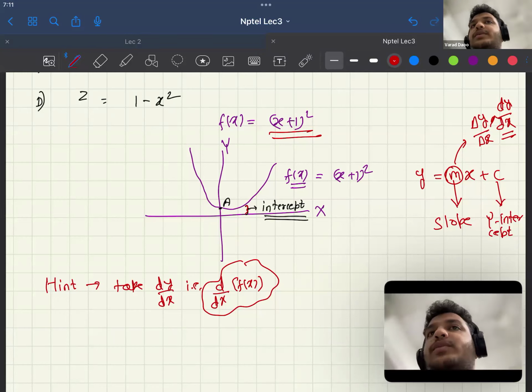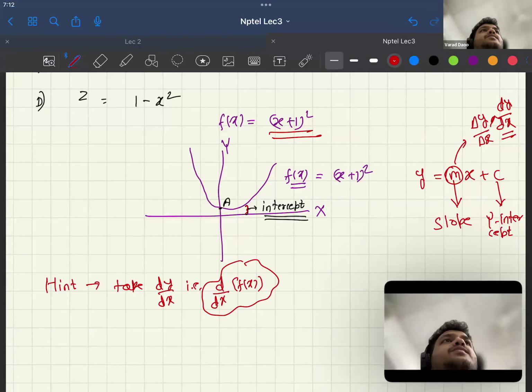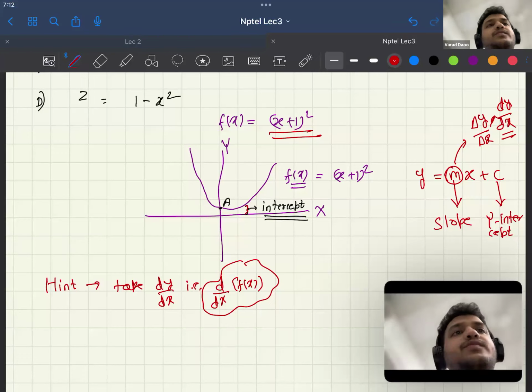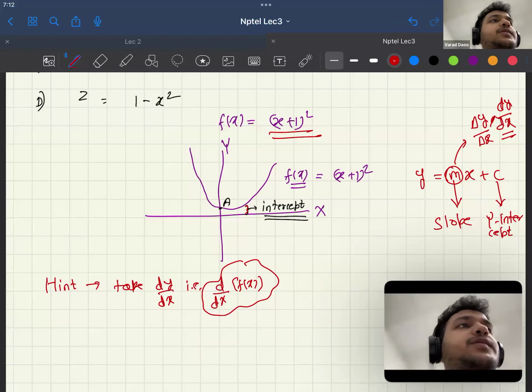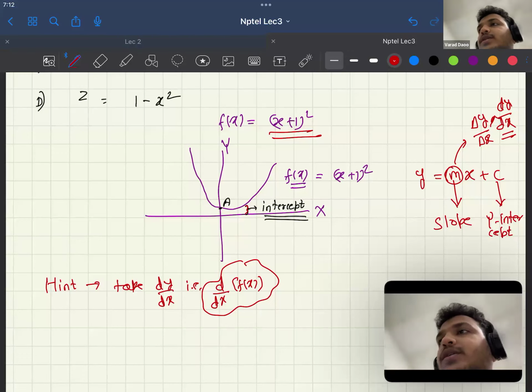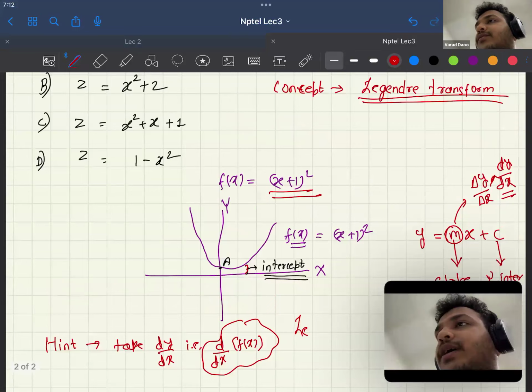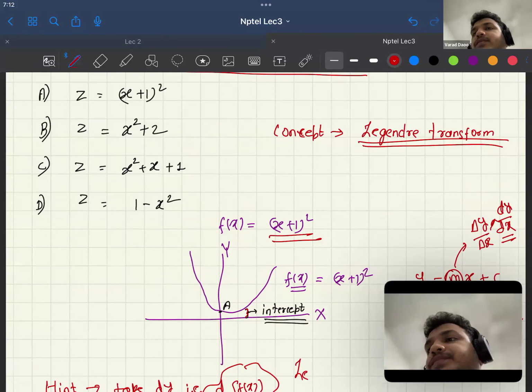So has anybody been able to solve it? I hope the question is clear to everyone. So let me just give you one more hint. You'll again be using Legendre transform. I think I have already told you. But let me go ahead with the solution.